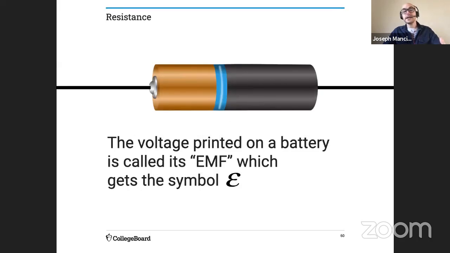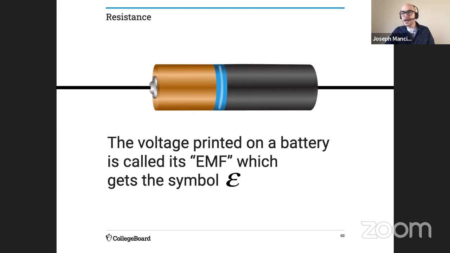Now, when we get a battery at the store, you might say, I'm looking for a 6-volt lantern battery. It's got to have a voltage of 6 volts. And you'd be right conversationally, but what you really mean is the EMF is 6 volts. EMF gets the symbol E, and that's the printed voltage on the side of the battery.